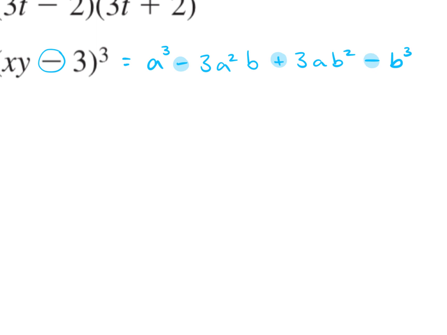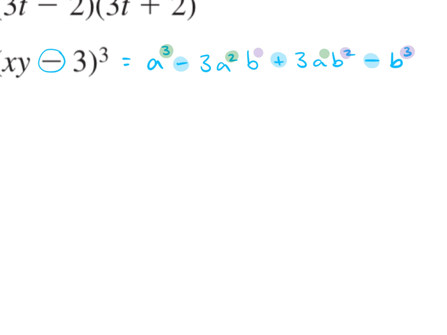And then the a's descend. So it starts with a to the third power, a to the second power, a to the first power. The b's ascend, so they go up. It starts with no b, b to the first power, b to the second power, b to the third power. So it's one way you can think about it. Both the terms in the middle get 3's.